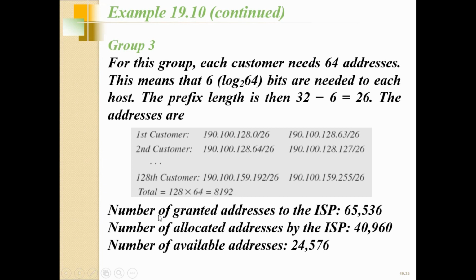Now, as we can see, the number of addresses granted to the ISP is 65,536, but the addresses allocated by the ISP are 40,960. That is, we still have plenty of addresses, 24,576, unallocated. So that concludes our lecture on classful and classless addressing, that is, basically the logical addressing in IPv4 format. See you again.